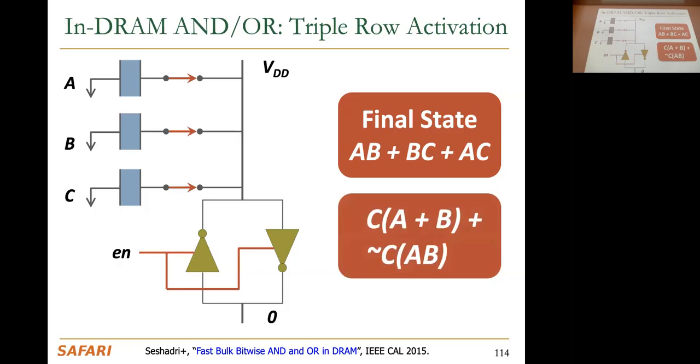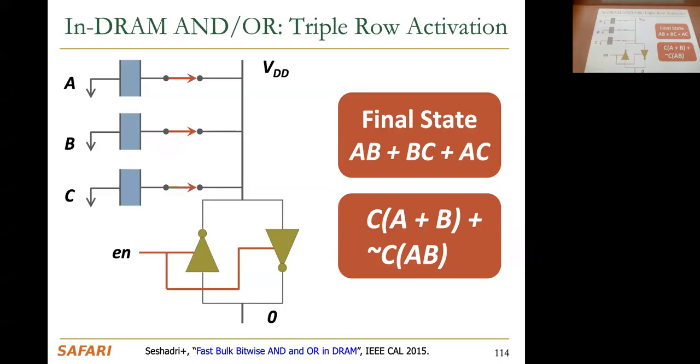Of course, you can do Boolean transformations, and if C is set to 1, you get the OR of A and B. If C is set to 0, you get the AND of A and B. Basically, now you can have bitwise AND and bitwise OR in DRAM. So this is nice, but it's not logically complete.